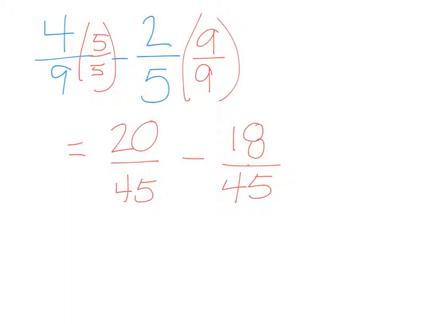Now we just have to subtract the top 2. There we will get 2 over 45. And this is the simplest form. So there is your answer.